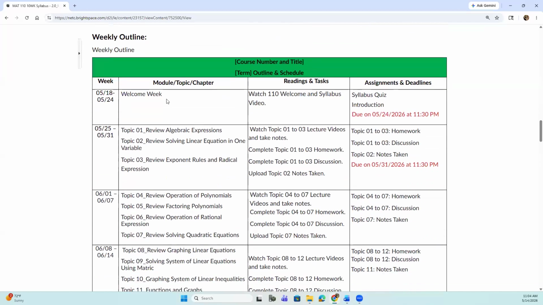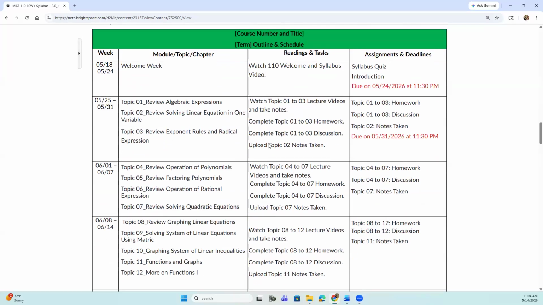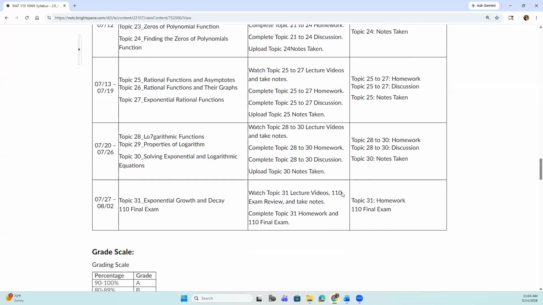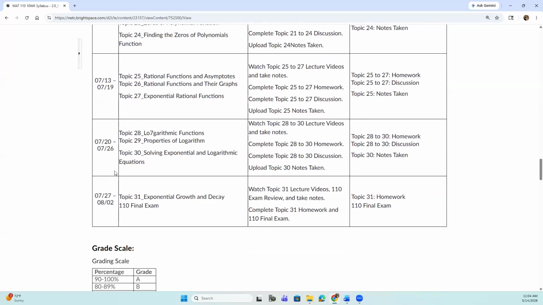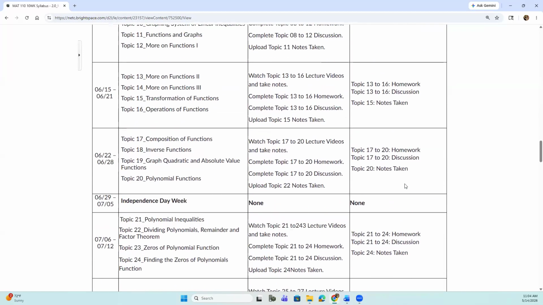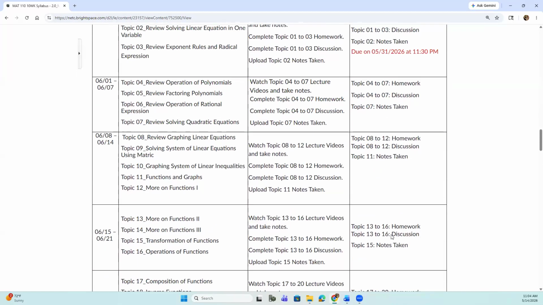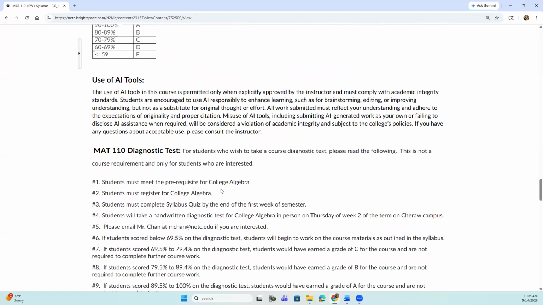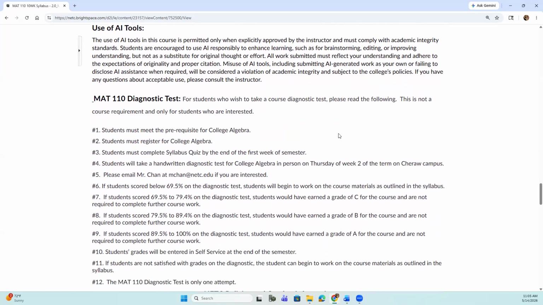All right, this is our weekly tentative outline. Very similar to what you see under the table of contents, telling you what we'll be covering every week, what the graded assignments are, and the due dates, of course. I will post the due dates here in a little bit. All right. Again, use of AI is not allowed for our class.